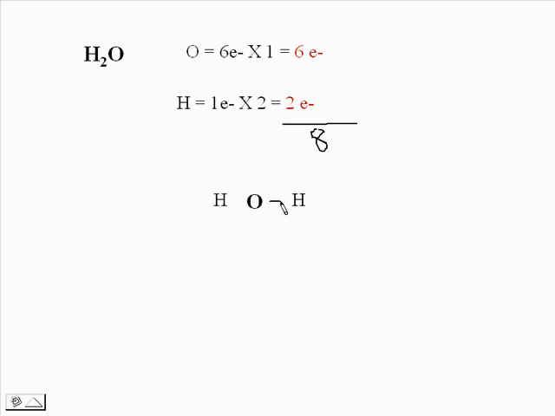Alright, so here I do the bonding electrons. I draw my straight line. Each of those represents 2. So that means I've used up 4 electrons for bonding. So I have 4 electrons left to make everybody happy.